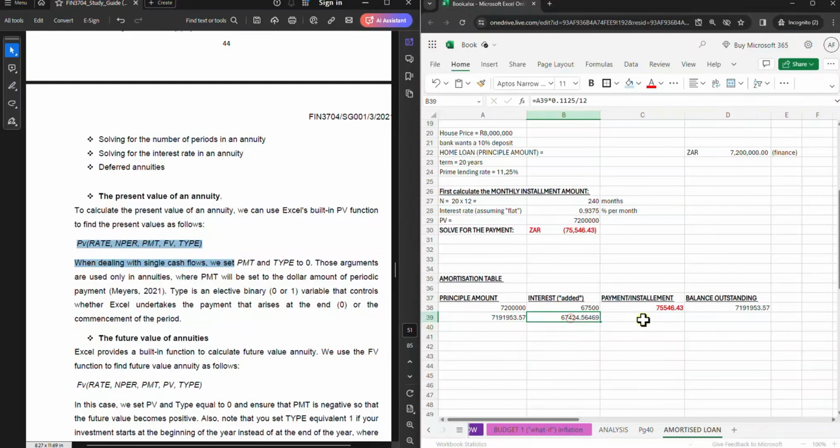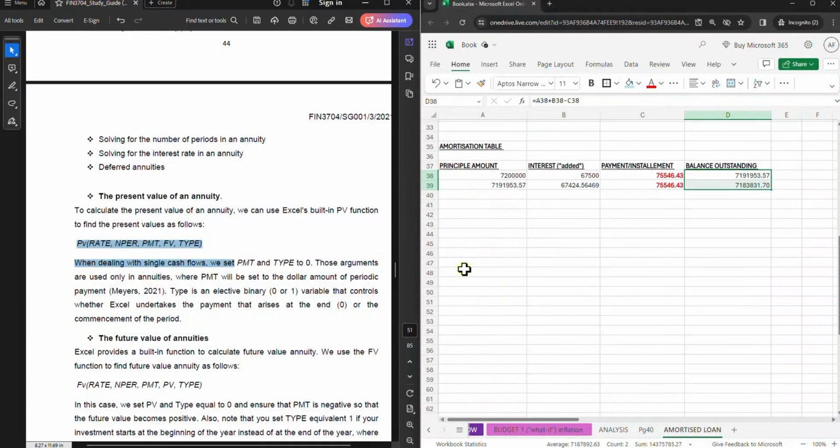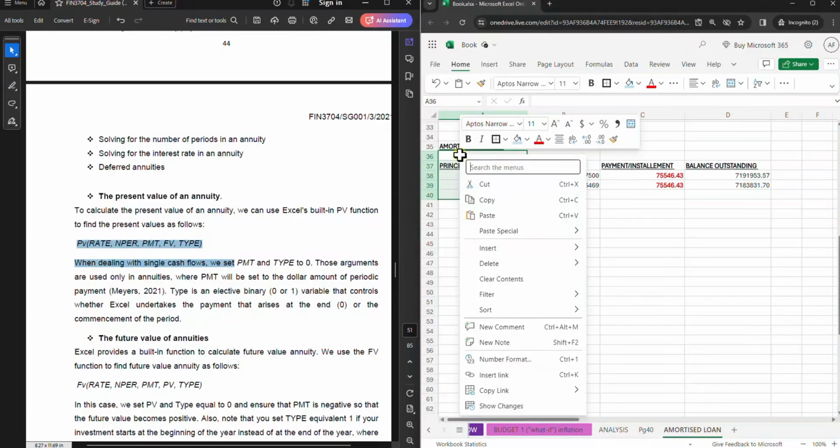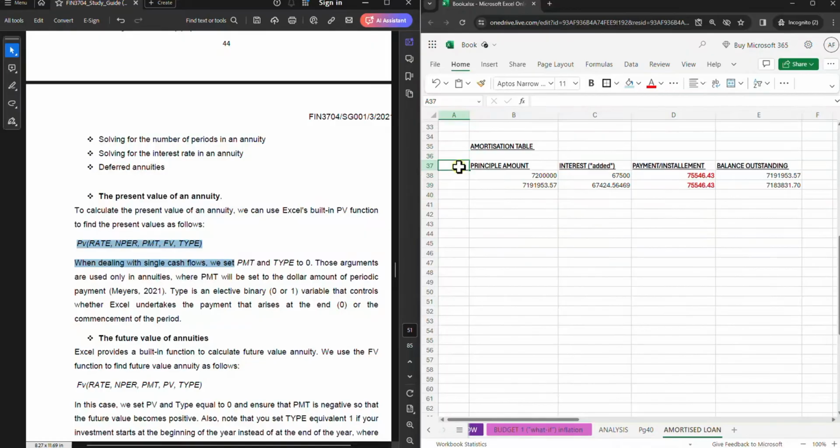There's the interest. The payment will stay the same, and then you'll have a new balance, which is the principal plus the interest minus the installment. Notice the balance is slowly decreasing. Do you agree? Yes. Okay, I forgot to add a column here, the month. Month number 1, month number 2.